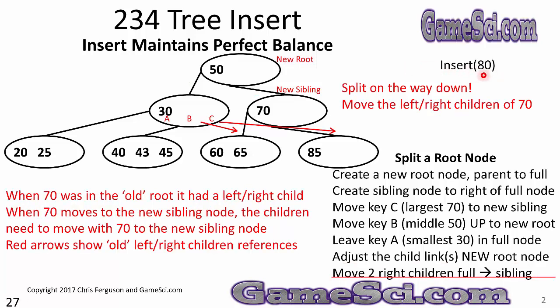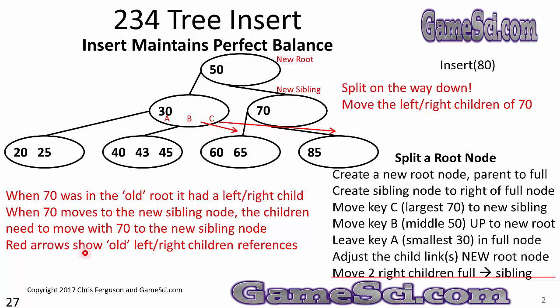Remember, we're still inserting 80 here, and we're splitting on the way down. Move the left/right children of 70. I'm down on this last step here. Move the 2 right children from the full node to the new sibling node. When 70 was in the old root, it had a left and right child. When 70 moves to the new sibling node, the children need to move with 70 to the new sibling node. 70 was the C item in this node. When it moved over, the left and right child of 70 have to shift over too.